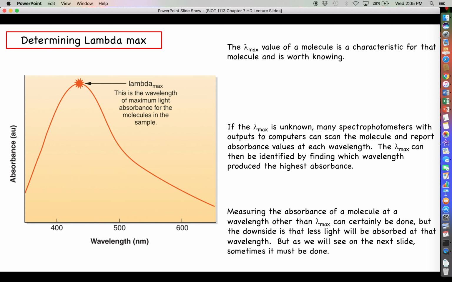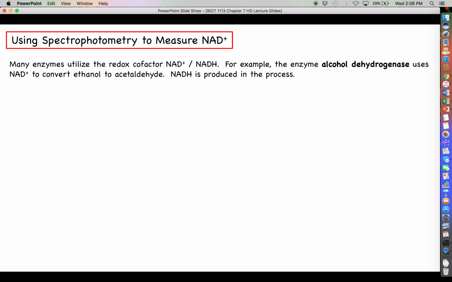So the one lingering question is, do we always have to measure at the lambda max for a particular molecule? Well, the answer is a little bit complicated, as we're going to see on the next few slides. Typically, it is preferred to measure at the lambda max, but there will be some circumstances in which you may want to measure the absorbance at some other wavelength. Usually this isn't going to be the case, but sometimes it is unavoidable. So let's look at this particular case study here.